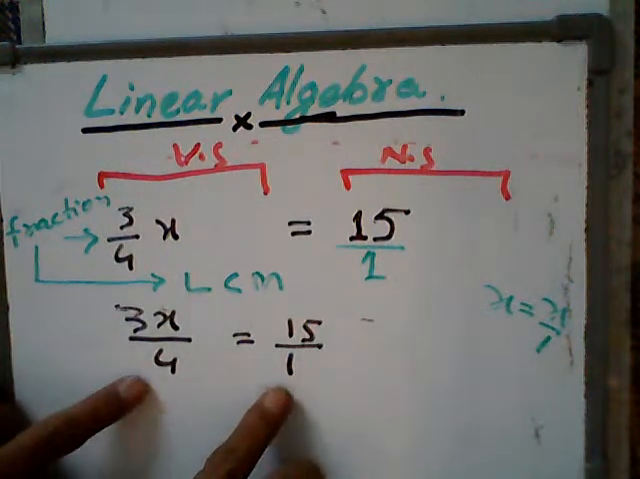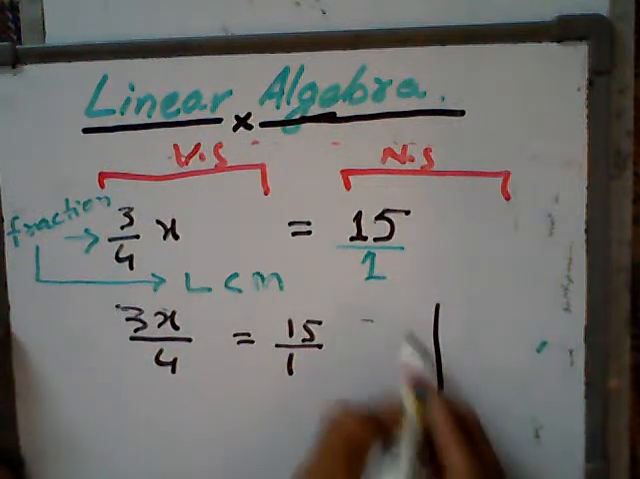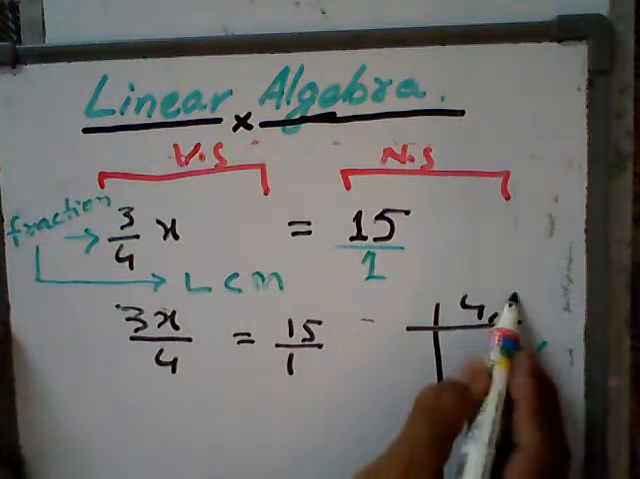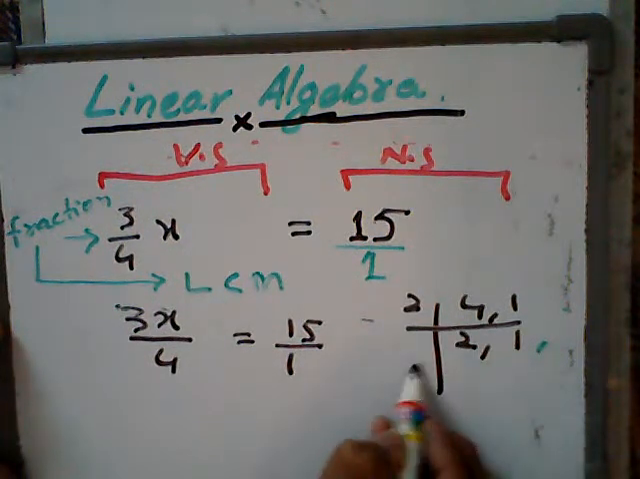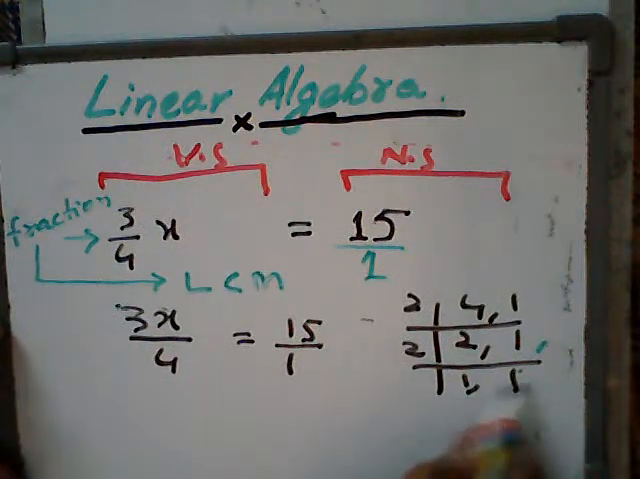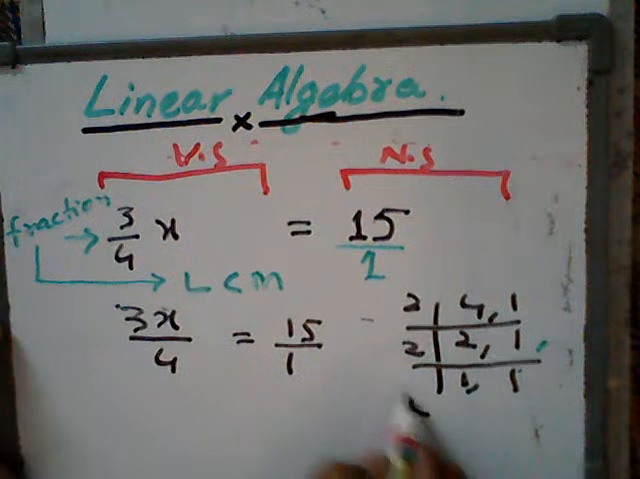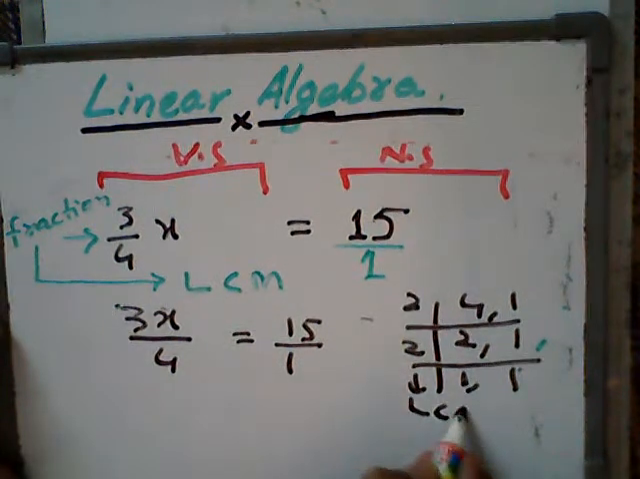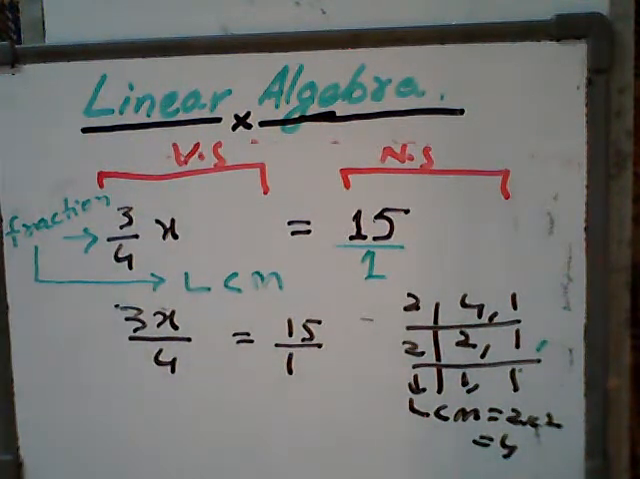Now we'll be getting the LCM of 4 and 1. So let's do it. 4 and 1's LCM. 2 2's are 4, 1's the same. 2 1's are 2, 1's the same. Both are 1's now, so that means this is your LCM. So LCM is 2 times 2 is equal 4. It means our LCM is 4.